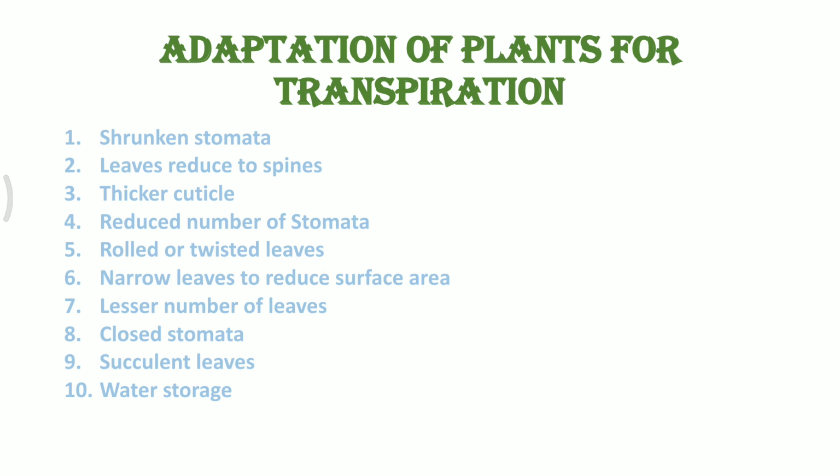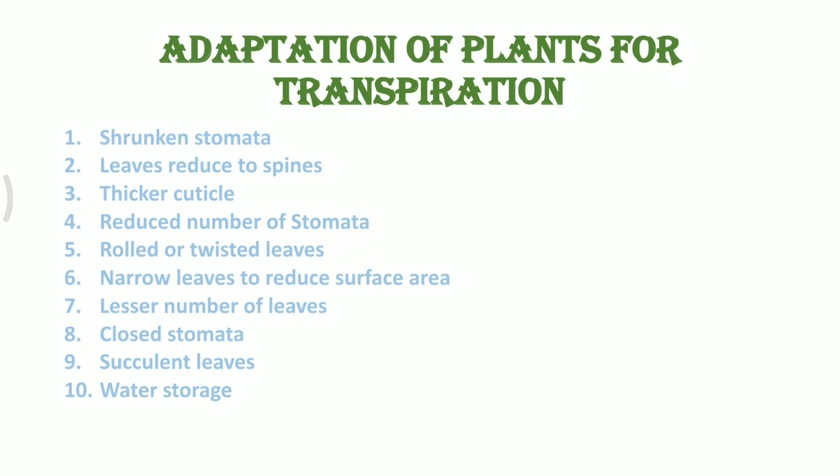Some of the plants do not open their stomata at all during the daytime. This is seen in most plants like sugarcane. They do not open their stomata during the day, and because of this there is less loss of water by the process of transpiration.